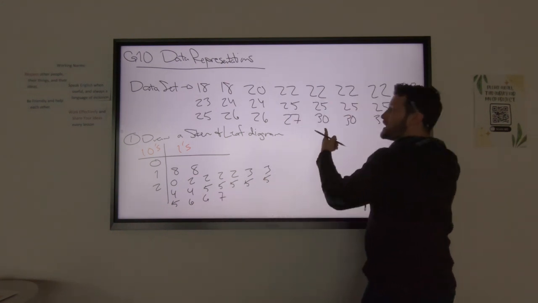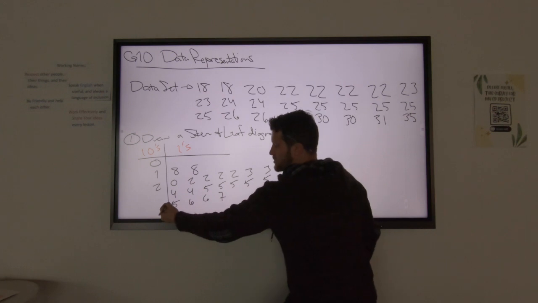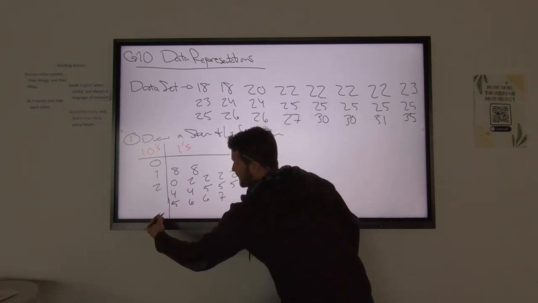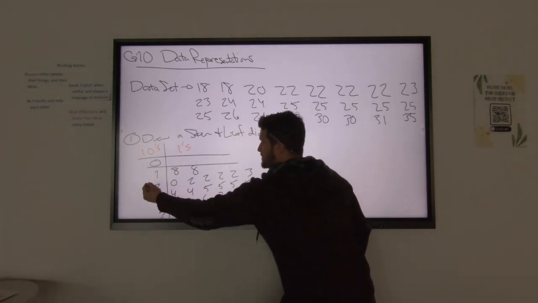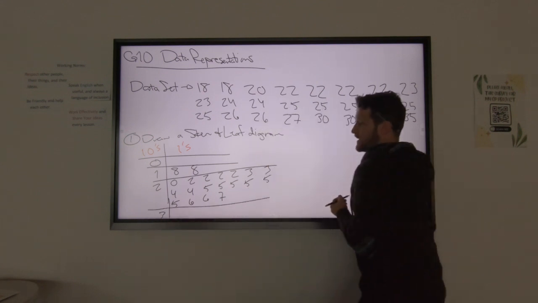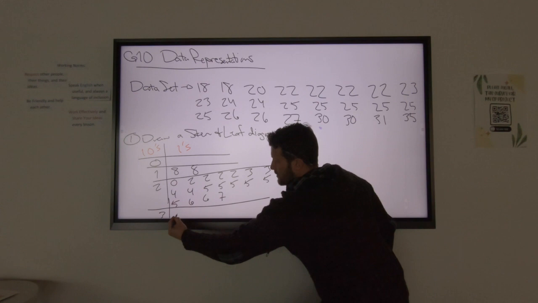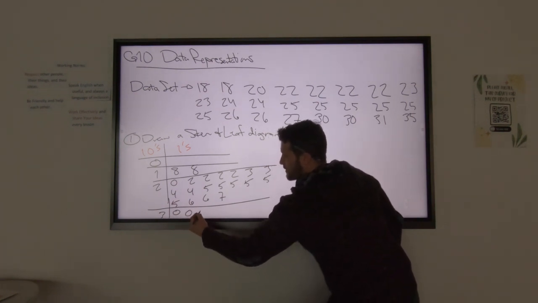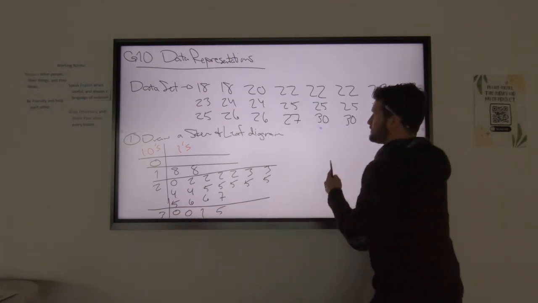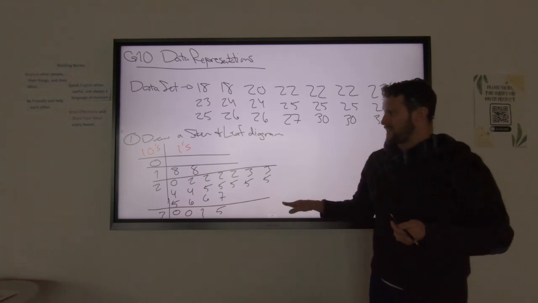Then 27, and then I'm into the 30s. So my 20s are done, and I can move into the 30s. This was 0s, 10s, 20s, and then 30s: we have 30, 30, 31, 35. This is a stem and leaf.